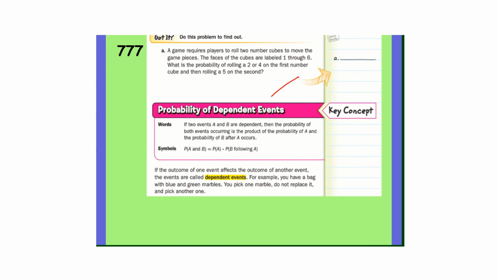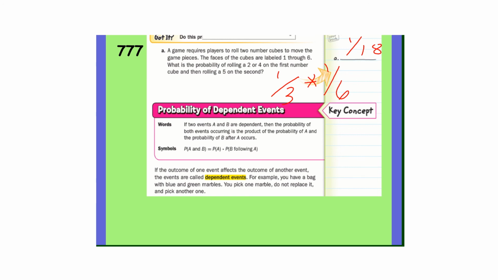So on the number cube, 2s and 4s, we've got 2 out of 6. So I'm going to just write down 1/3, 1/3 or 2/6, doesn't matter. 5 on the second one is 1/6, and 1/3 times 1/6 is 1 out of 18.